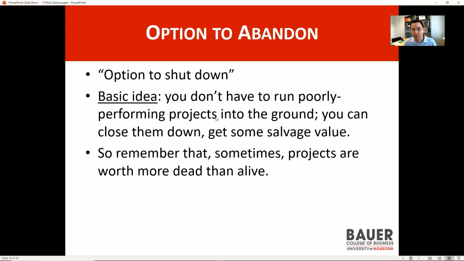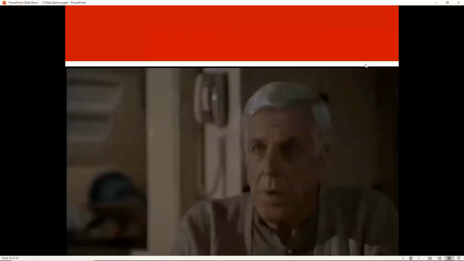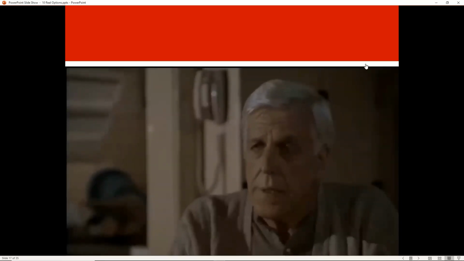You don't have to run poorly performing projects. Just because you don't want to be a quitter, you don't have to keep spending money on it. That's not how we make decisions in finance. We make decisions based on money, on returns. So just because you happen to hit a loser, you don't have to keep chasing it. You can close things down, get some salvage value out of it. That's going to be worth more than running a bad project. Okay. So the punchline here is, remember, sometimes projects are worth more dead than alive. Sometimes dead is better.